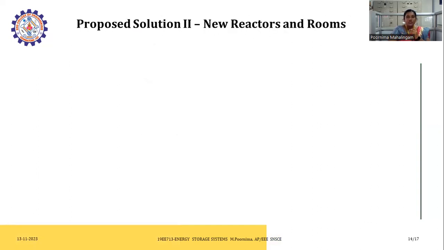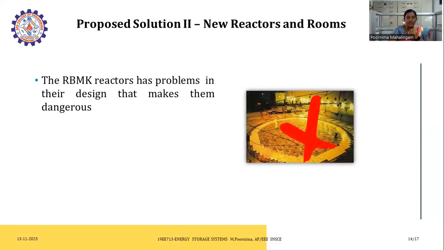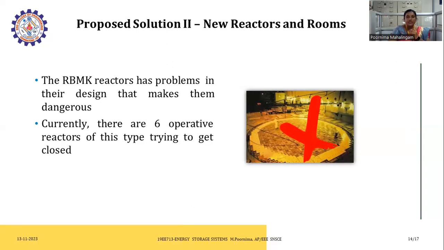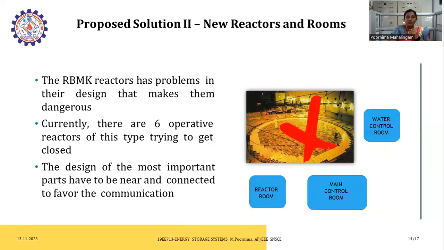And the third one is new reactors and rooms. We have to build new reactors. The RBMK reactors have problems in their designs that make them dangerous, and currently there are 6 operative reactors of this type that have yet to be closed. The design of the most important parts has to be connected in favor of communication: that is the reactor room, main control room, and water control room. We need proper communication between the reactor room, main control room, and water control room.